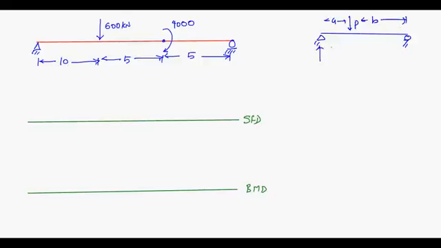What is the reaction that comes here and here? I think I have told you this already in the first lecture. This will be PB by L and this is PA by L. L is the total distance.